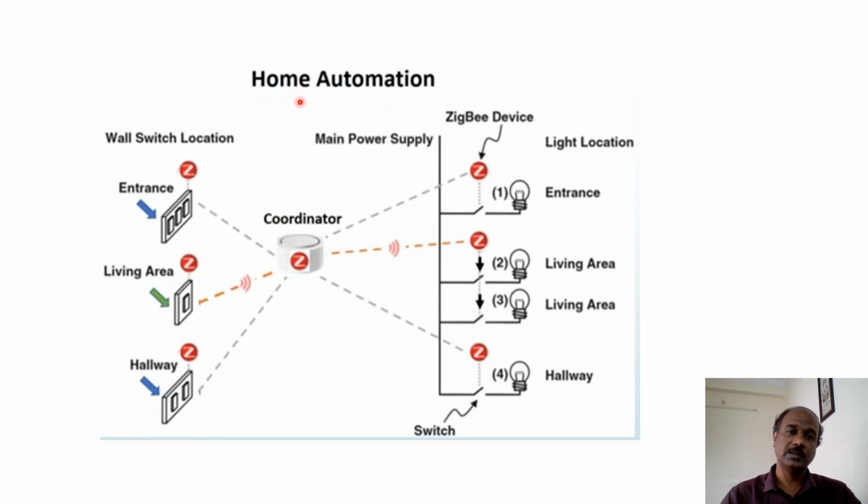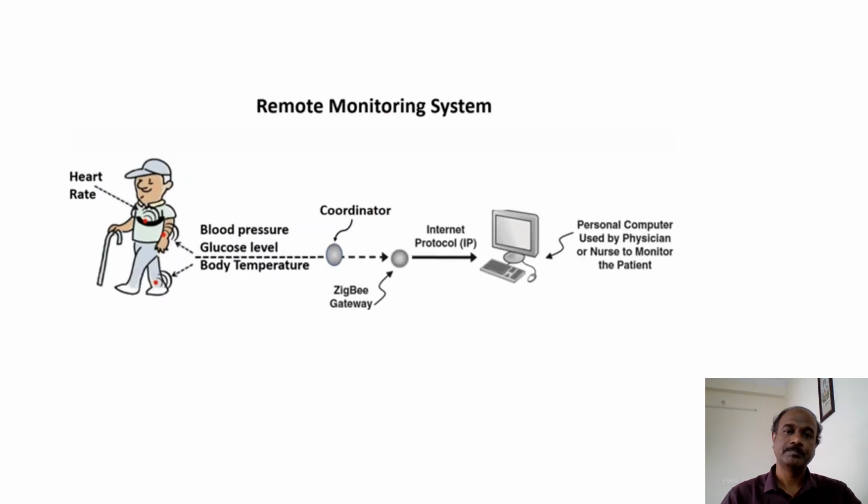This is one simple example showing how we can use ZigBee for home automation. Then this is another example showing how to collect medical data and monitor those parameters in a patient. As you can see here, this is the person of whom I want to collect the medical information. This person is wearing ZigBee enabled devices which can monitor heartbeat, glucose level, and body temperature. This person is wearing ZigBee devices which can monitor different parameters related to his health.